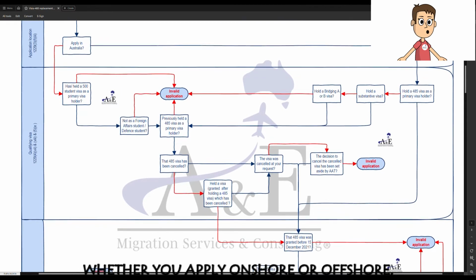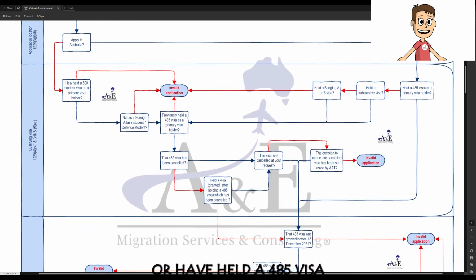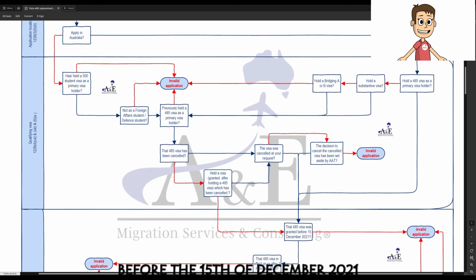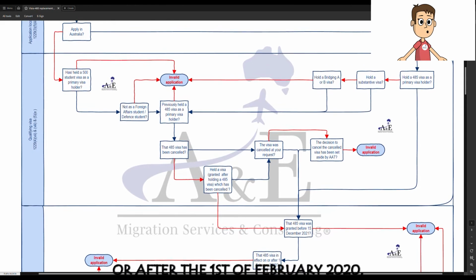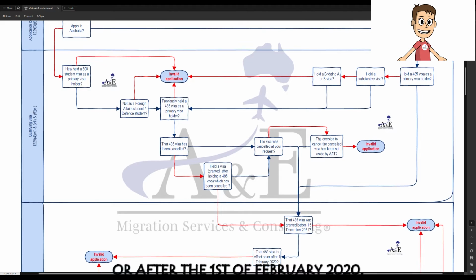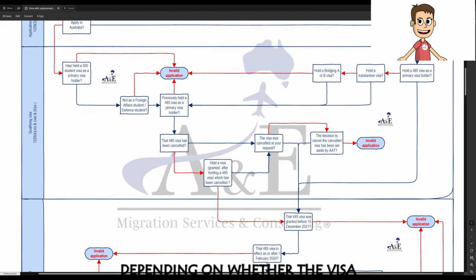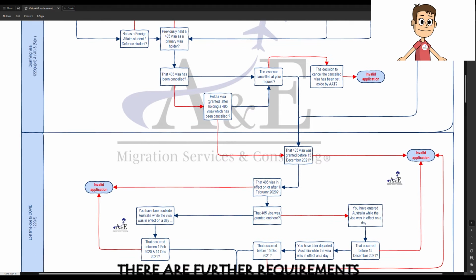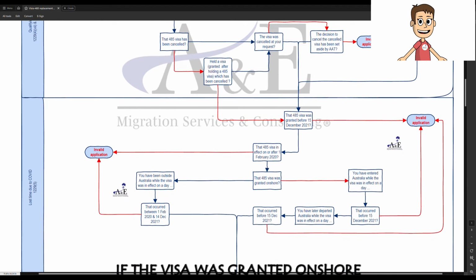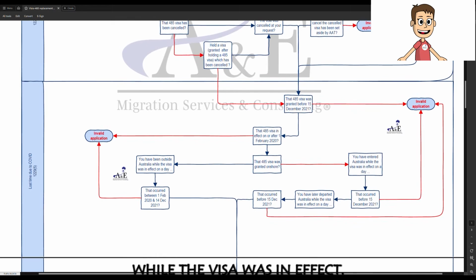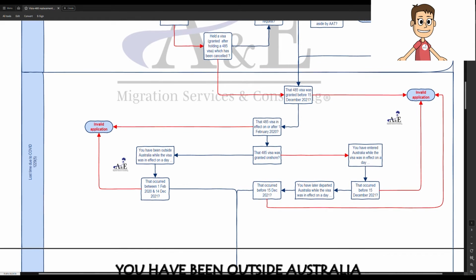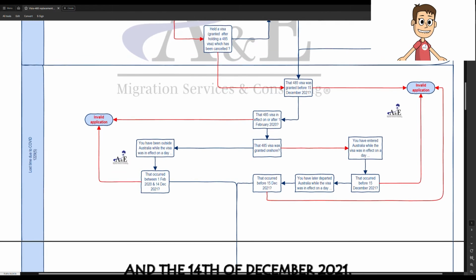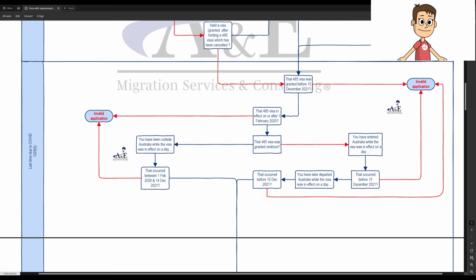Whether you apply onshore or offshore, you need to hold or have held a 485 visa that was granted before the 15th of December 2021 and the visa was in effect on or after the 1st of February 2020. Depending on whether the visa was granted onshore or offshore, there are further requirements. If the visa was granted onshore, while the visa was in effect, you have been outside Australia on a day that occurred between the 1st of February 2020 and the 14th of December 2021.